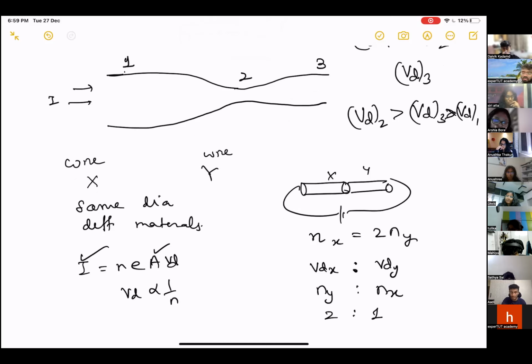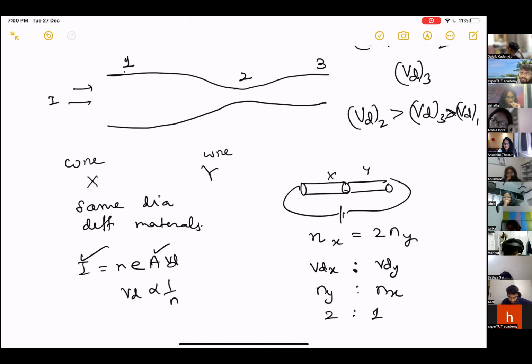And the number density, one is twice of the other. Don't say number of size. The number of electrons is the same, E is the charge of electron. I is the same because they are in series. Therefore, VD is inversely proportional to N.